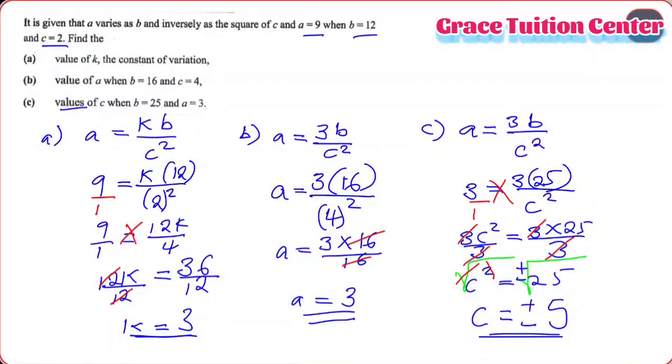So those are the 2 answers that are supposed to be the solution to the third question. So the values of c are positive 5 and negative 5. Okay, so this paper here was 2024 internal paper 1. Let's proceed. Let's go to the next question.